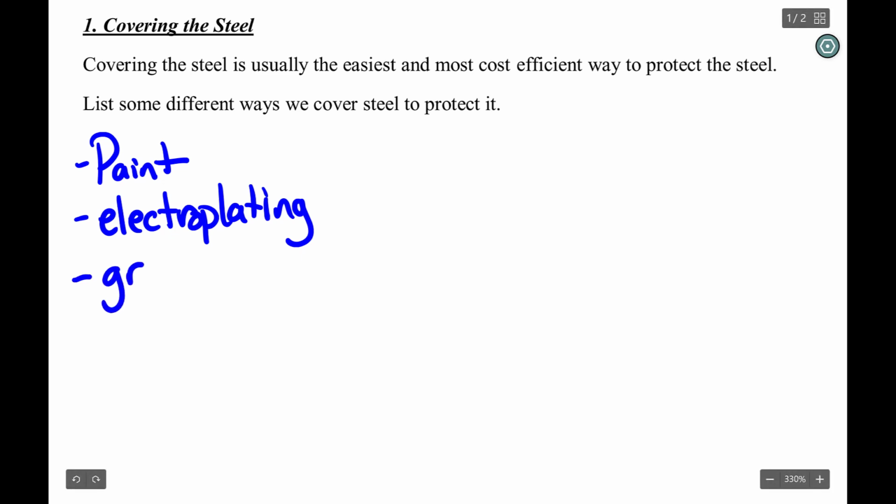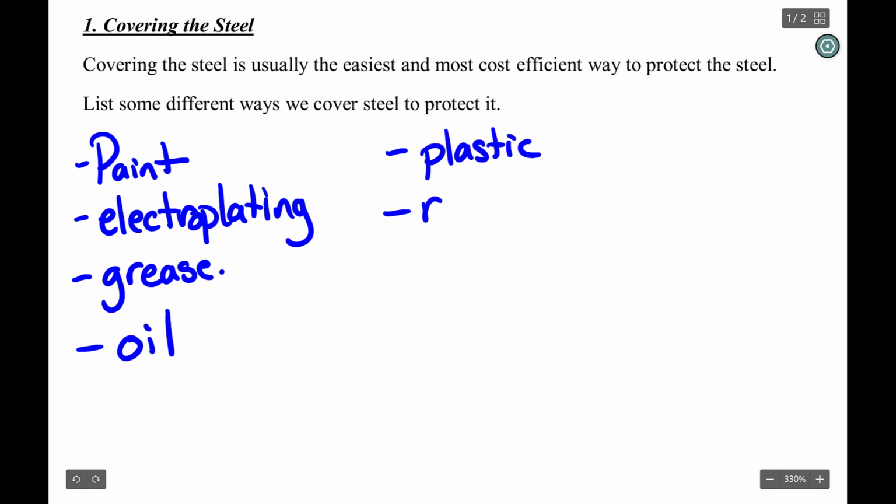You can use grease because it is water repellent. It's not water loving. It is a hydrocarbon, and so it's non-polar, so water won't go into it. Oil, you could cover things with plastic or even rubber. Of course, these would be smaller items, not really big items.